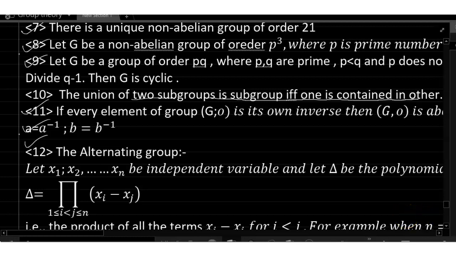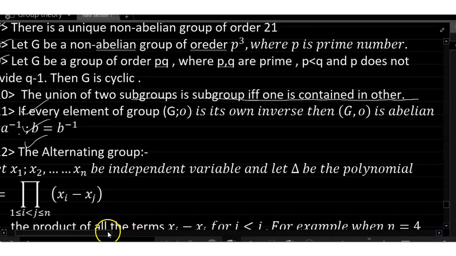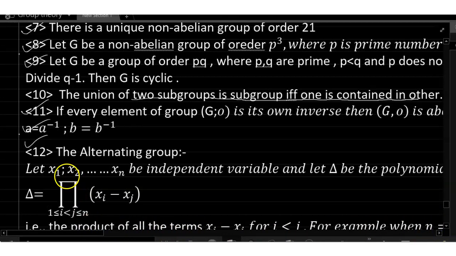The union of two subgroups is a subgroup if and only if one is contained in the other. If every element of a group G, composed, is its own inverse, then G is abelian. A inverse will be B inverse. The alternating group.